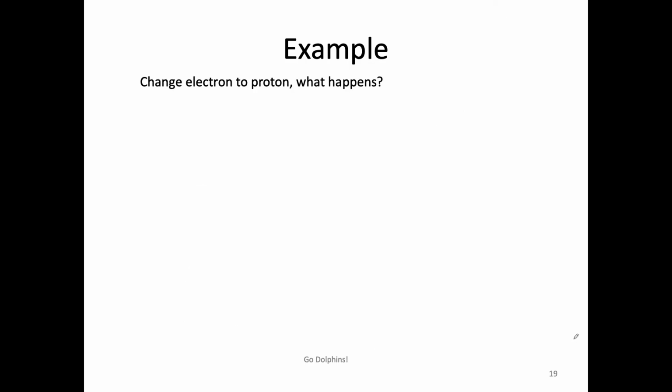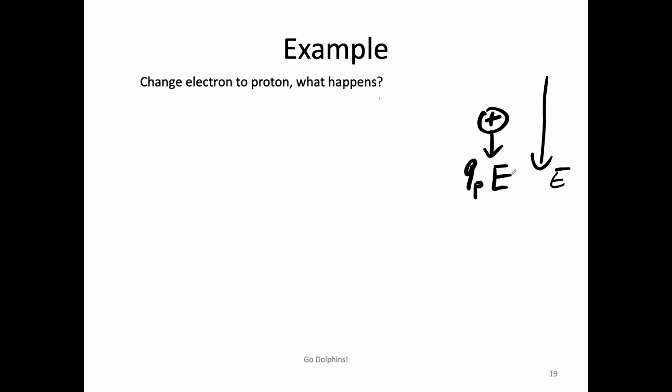Okay, now part B asks us if you change electron to proton, what's going to happen? So if you change it to a proton, your electric field pointing this way, what's going to be the electric force on the proton? Pointing down, right? And it's going to be q proton times E. So the force is not going to change. So it's going down, force is not going to change.